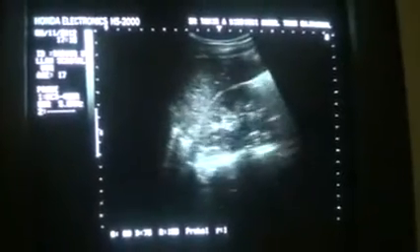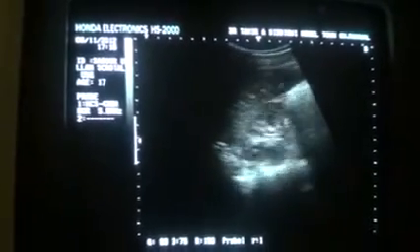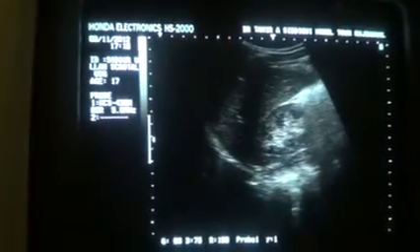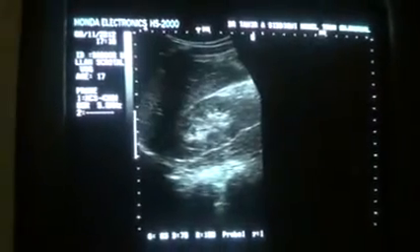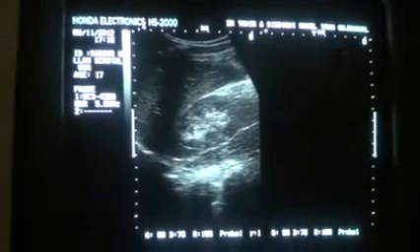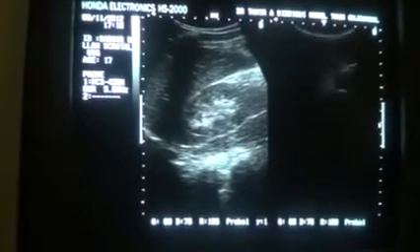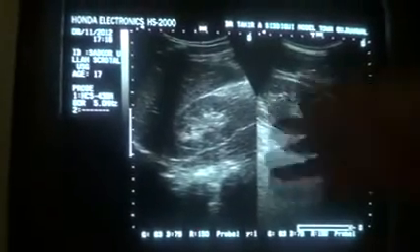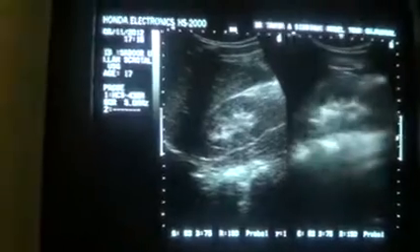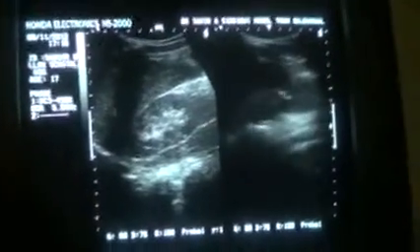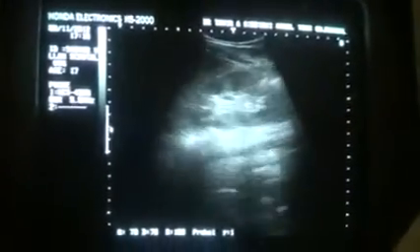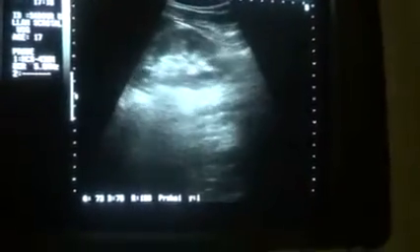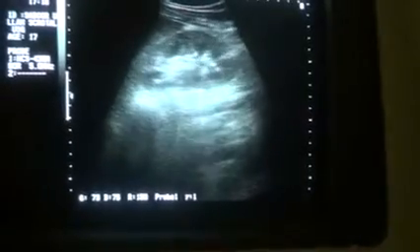This is the right testis with patient in supine posture. Sorry, this is the right kidney with patient in supine posture. Okay. And this is the left kidney. Both kidneys are normal. This is the left kidney. Both poles are clear. No focal lesion, no calcification, no hydronephrosis, intact corticomedullary differentiation.